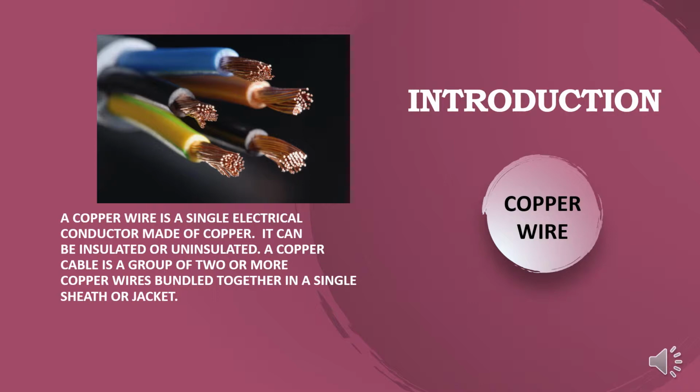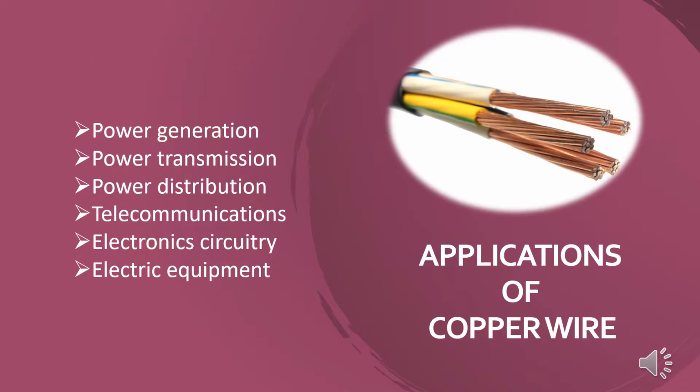What is a copper wire? A copper wire is a single electrical conductor made of copper, obviously. It can be either insulated or uninsulated. A copper cable is a group of two or more copper wires bundled together in a single sheath or jacket. These are a few applications of copper wire.